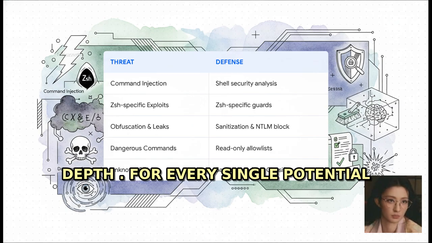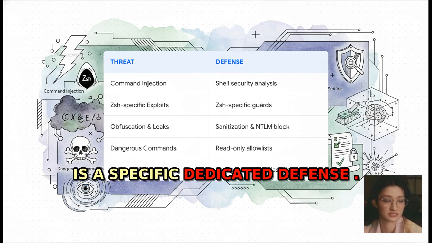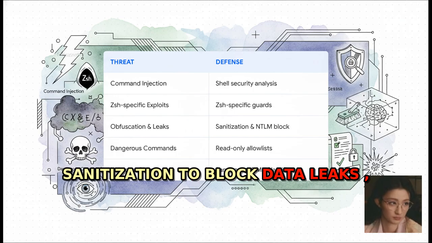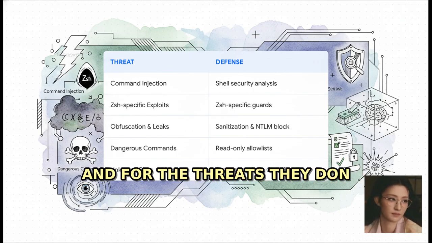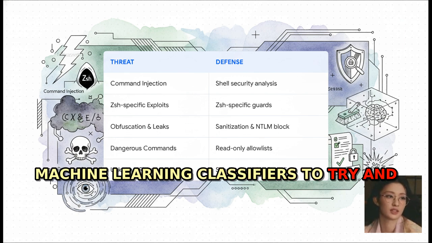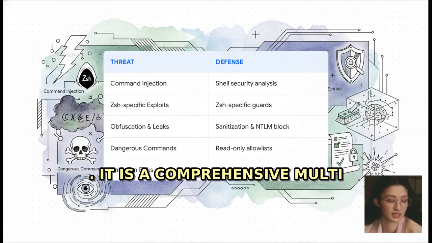For every single potential threat, like someone trying to sneak in malicious code, there is a specific, dedicated defense. They've got security analysis, special guards against exploits, sanitization to block data leaks, and for the threats they don't even know about yet, they use sandboxing and even machine learning classifiers to try and predict if a command looks dangerous. It is a comprehensive, multi-layered shield.